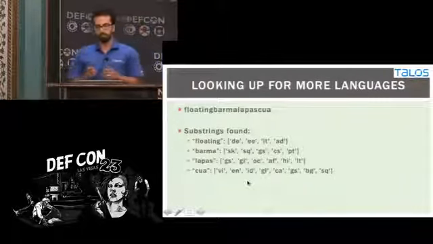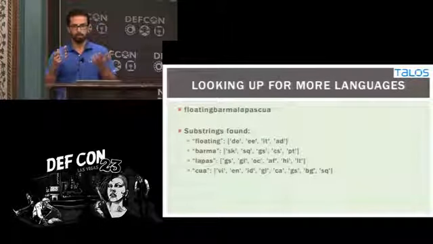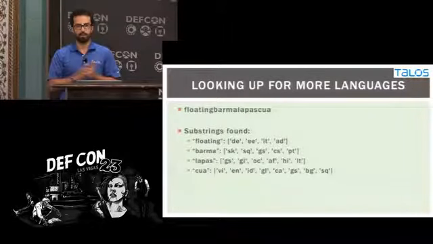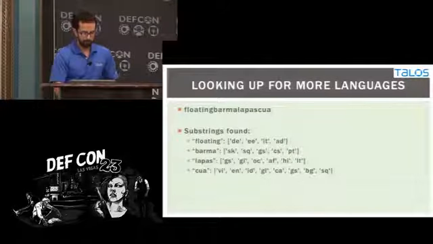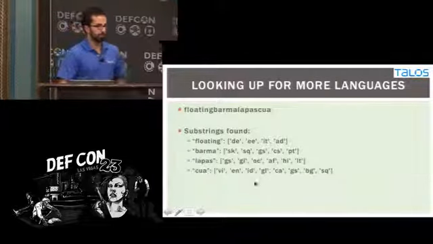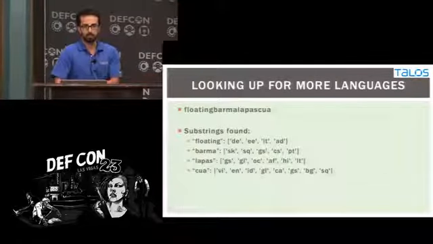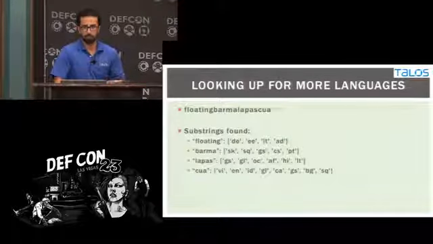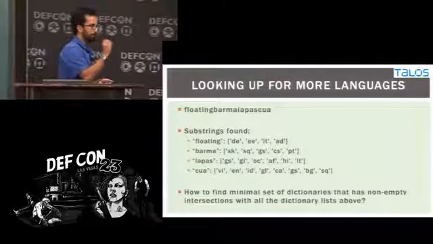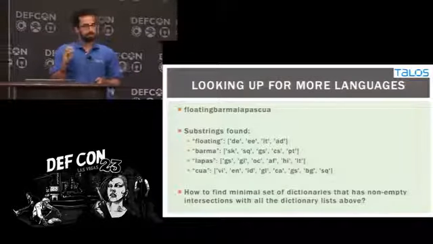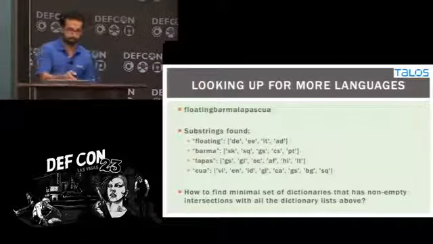So the question here is, at the end of the day, how many languages do I need to cover these substrings that I found, right? If I take the union of these dictionary lists, it's going to be way too many. If I take the intersection of these, it's going to be 0. They don't have any intersection. So I need to find the minimal set of dictionaries or languages that cover these substrings.